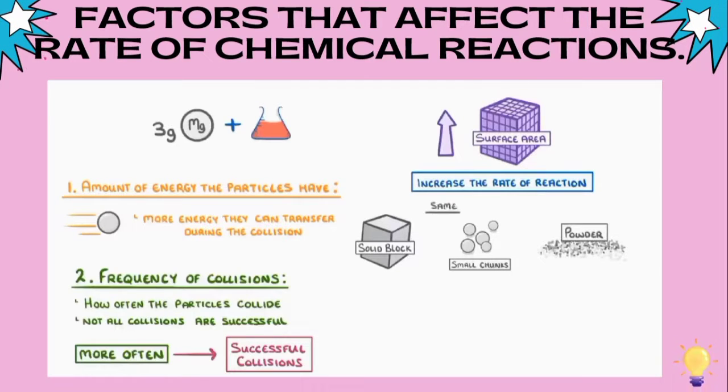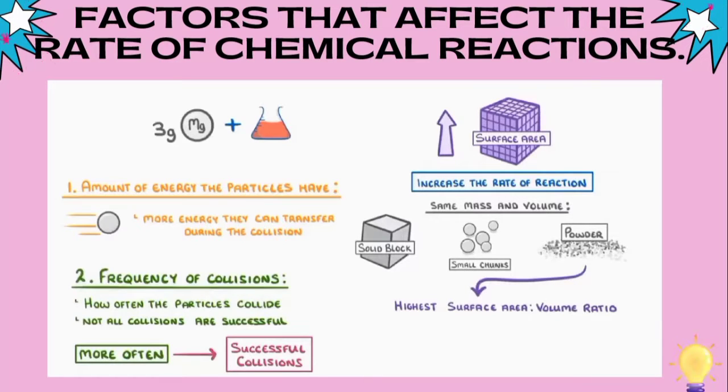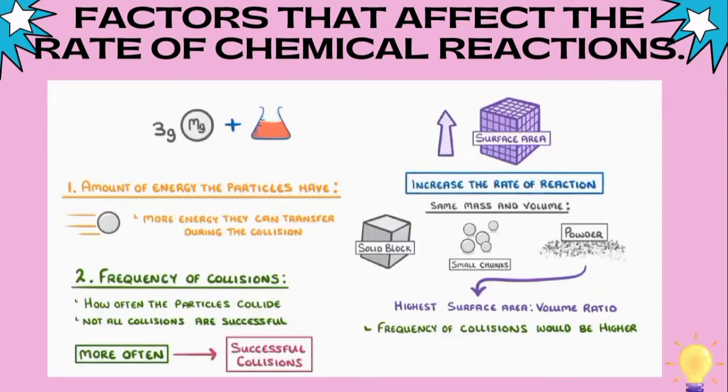As all of these have the same mass and volume, the powdered form would have the highest surface area to volume ratio, and so would have a much higher area over which collisions with the other reactants, in this case the acid, could take place, meaning that the frequency of the collisions would be higher, leading to a higher rate of reaction.